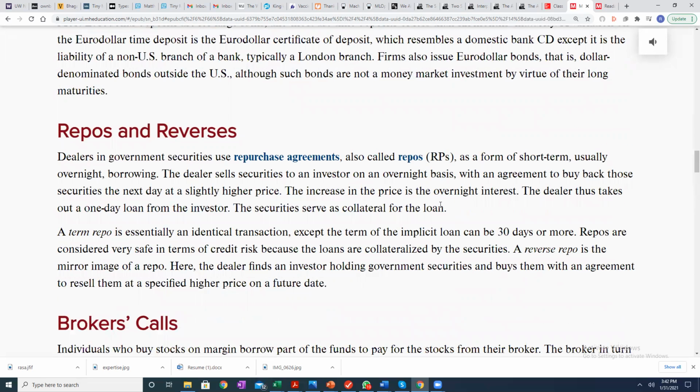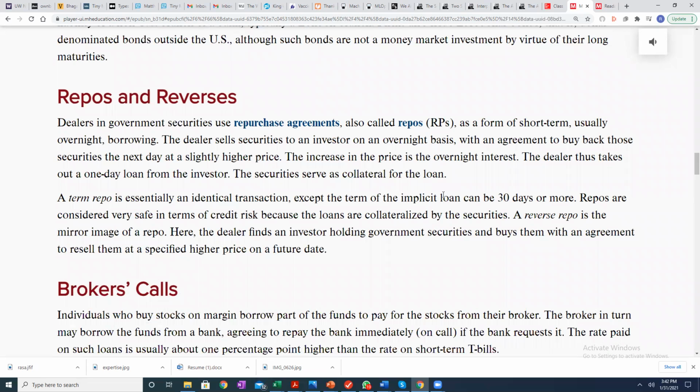Then you have the concept of a repo, or repurchase agreement, RPs for short. A dealer sells a security to an investor on an overnight basis with the agreement to buy back those securities the next day at a slightly higher price. The increase in the price is the overnight interest rate.